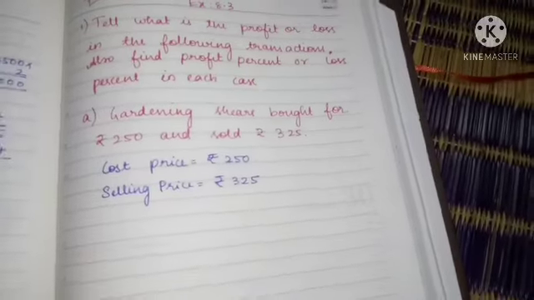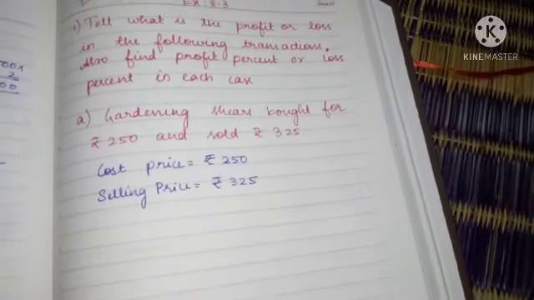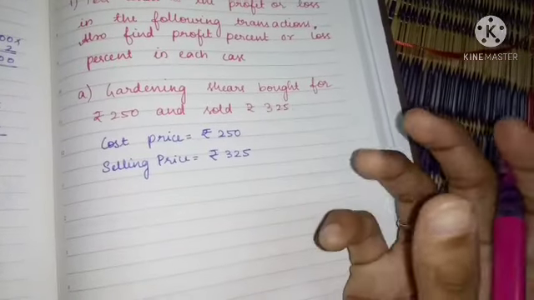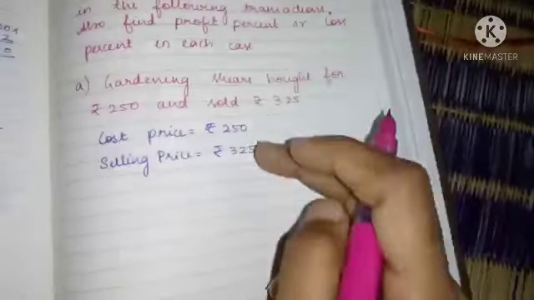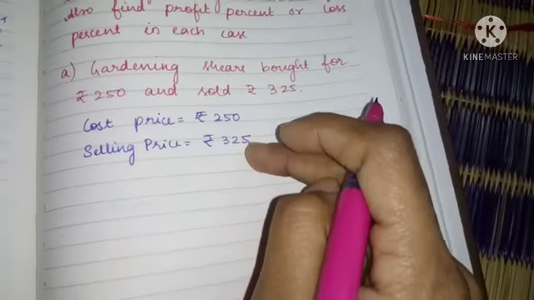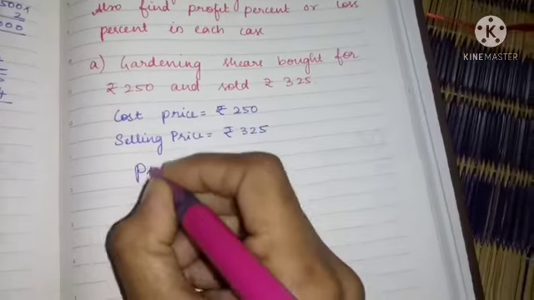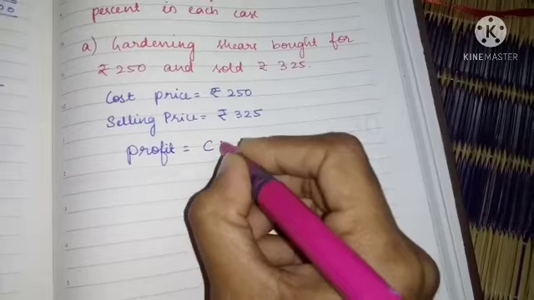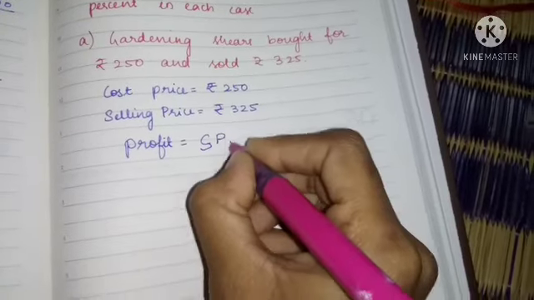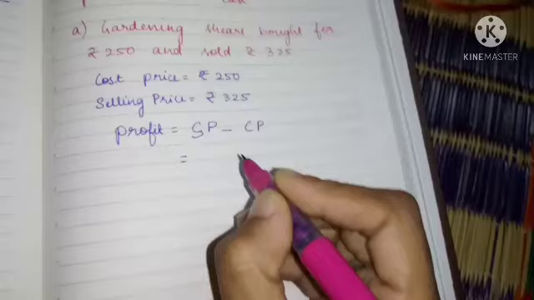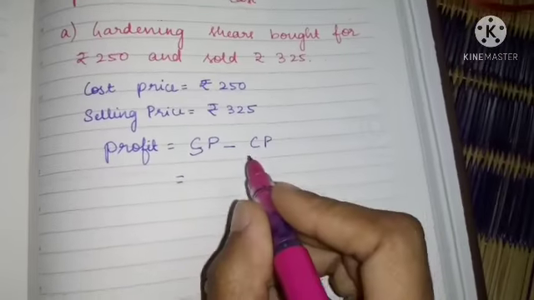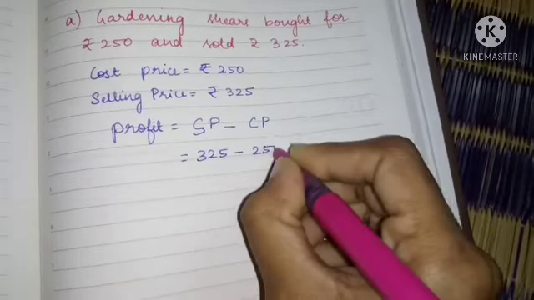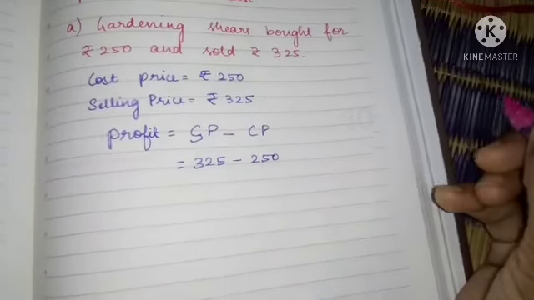Now we should find whether they are in profit or in loss. What is the formula for profit? Whether it is profit or loss, how will we find it? When cost price is less than the selling price, we will say that is a profit. So we are facing a profit in this business. Profit is equal to selling price minus cost price. Correct? What is selling price? 325 minus 250.